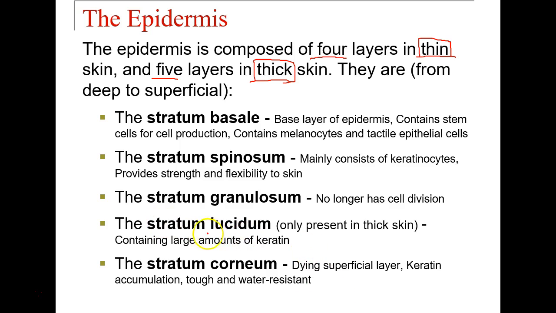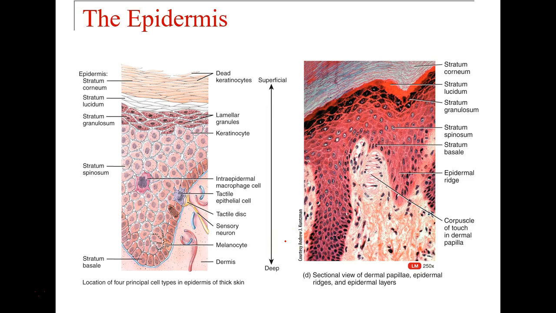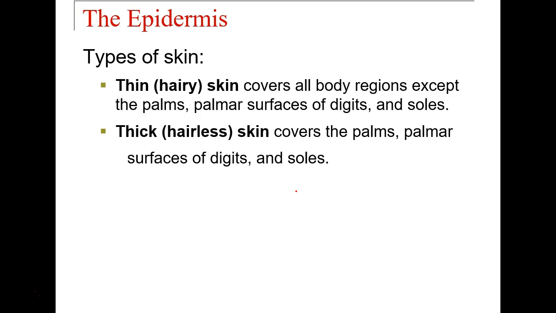Moving back, the layer stratum lucidum is only found in thick skin. This is that extra layer we find in thick skin, containing a large amount of keratin. So where do we find thick skin? Thick skin is found in the palms and the soles of our feet. If you think of where most of the abrasion happens on a daily basis, we're constantly walking around and picking things up and touching stuff. This is where we need that large amount of protection, so we have that extra layer.